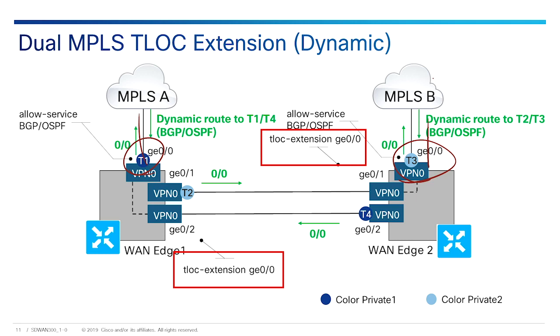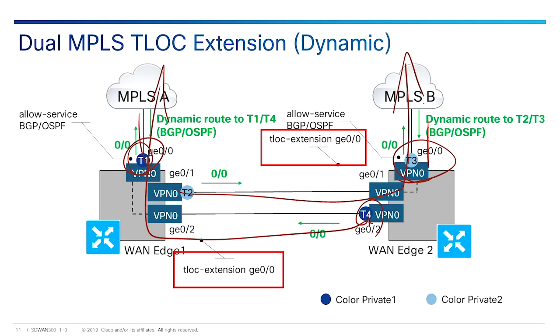We now have dynamic routing between WAN edge 1 and the MPLS, and WAN edge 2 and the MPLS. And we can use either BGP or OSPF, whichever one the provider supports or we're comfortable with. And then T1 and T4 are dynamically advertised from WAN edge 1 to MPLS A, because those colors are connected. So those are going to be dynamically advertised. And then these two are going to be dynamically advertised. All right? Easy.